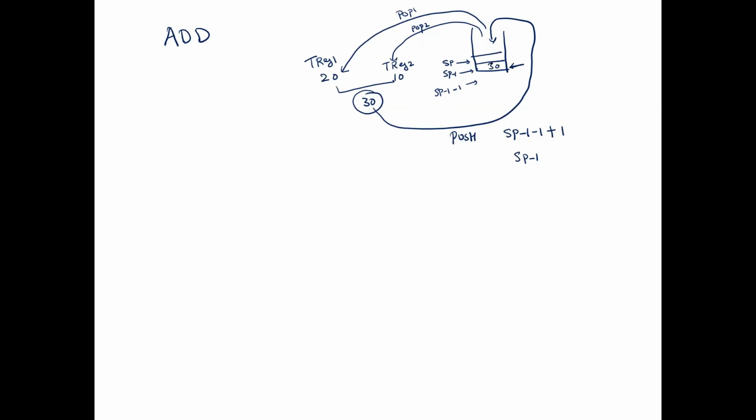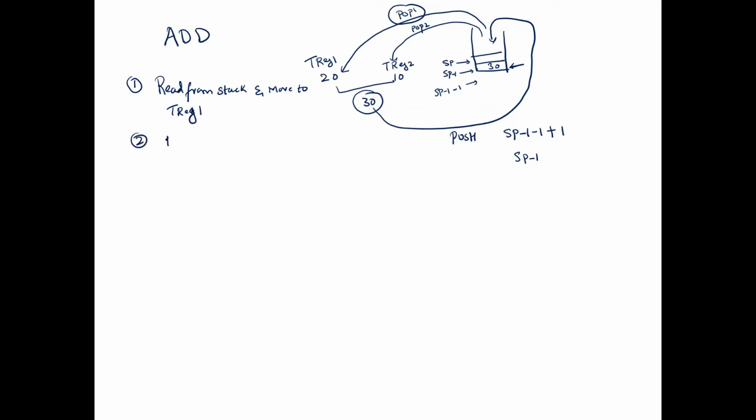Now look at the instruction execution of this. First, it needs to pop to read the value 20. To read the value 20, what has happened? It has read the value and it needs to move the content into what? Into a temporary register. So what is the first operation it has done? Read from stack, and move to temporary register 1.